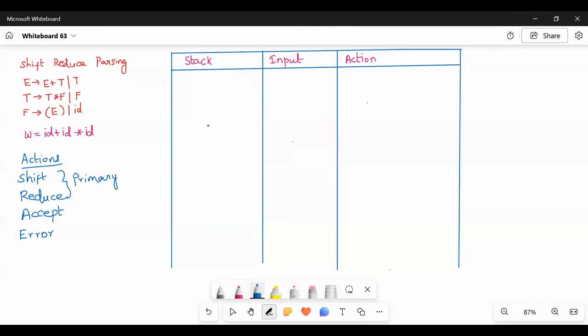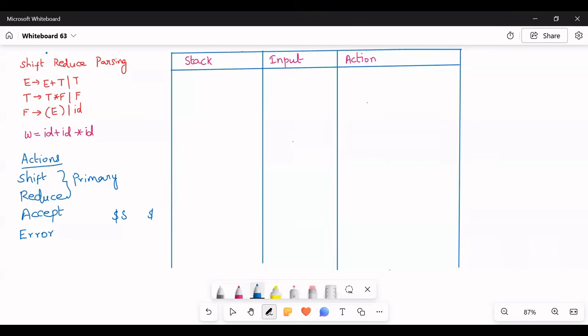If you do that, finally we get dollar and the start symbol of the grammar on the stack. The stack contains only dollar and the starting symbol, and the input buffer is empty. The input buffer contains only dollar, which means we can say it is the accept action.